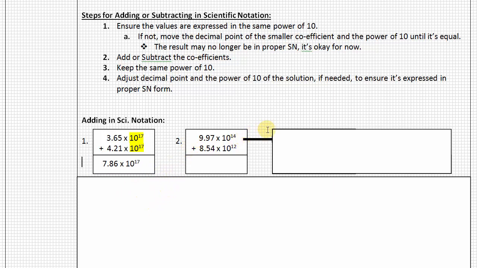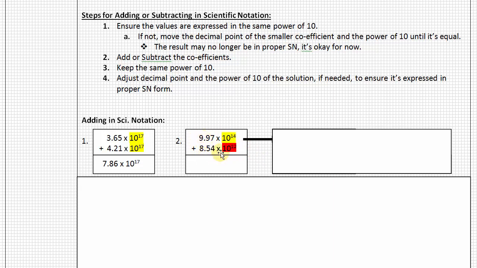So let's take a look at the next problem. For number 2, we have 9 and 97 hundredths times 10 to the 14th, and we have 8 and 54 hundredths times 10 to the 12th. Right away, here we have 10 to the 14th, but here we have 10 to the 12th. That is going to be a red flag because they're not in the same power of 10, which means these are not actually lined up.